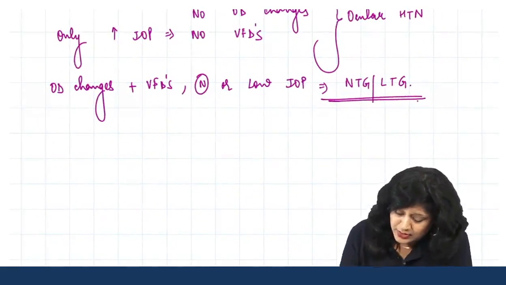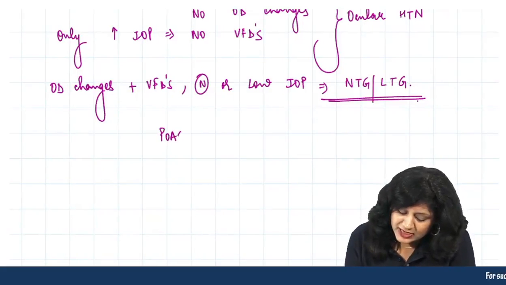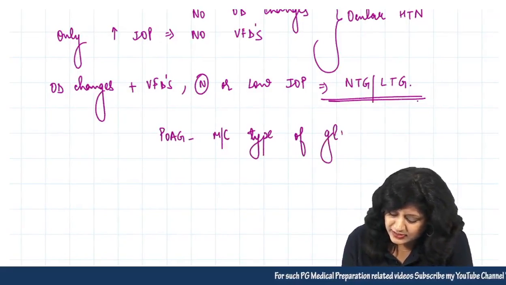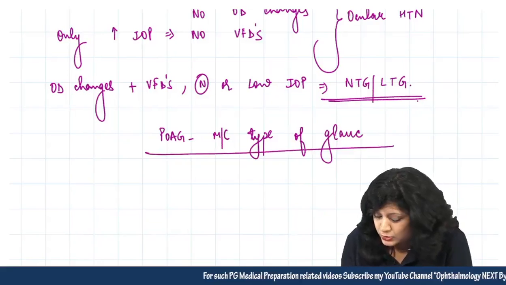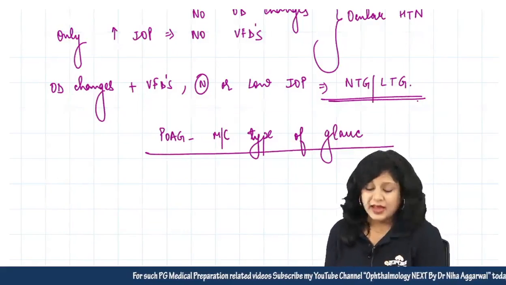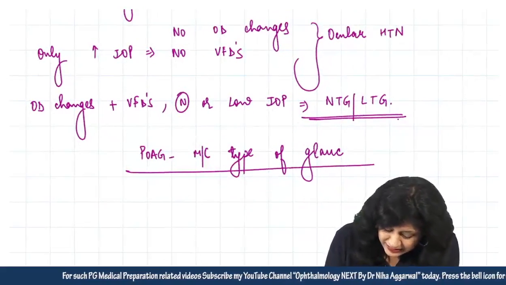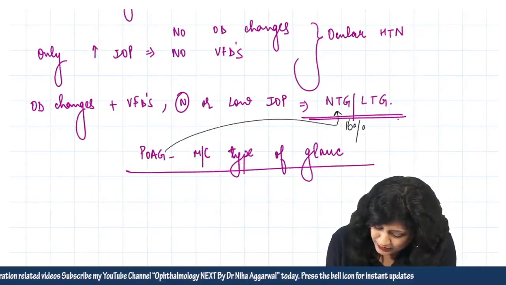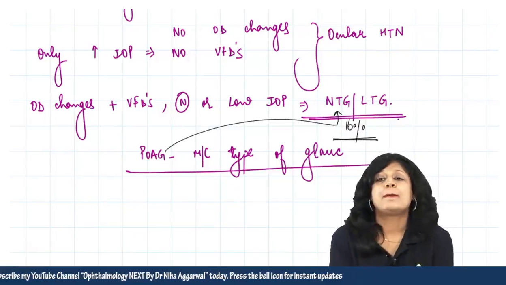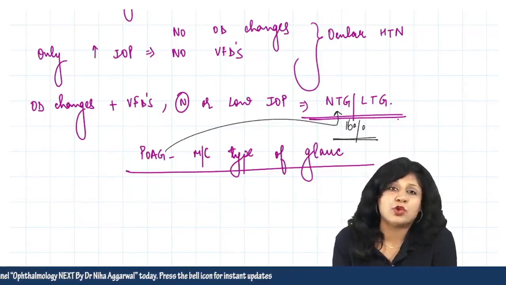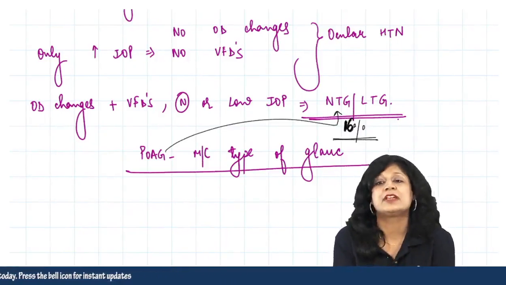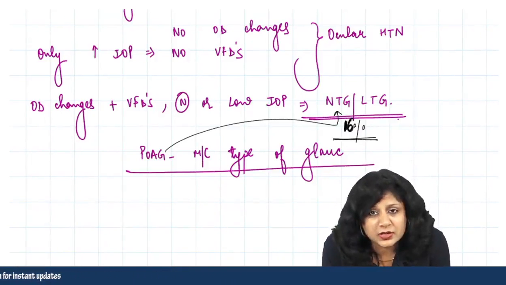And you know, POAG is actually the most common type of glaucoma. That is why I think they ask so much about this glaucoma. About 16% of the people are manifesting in the form of normal tension glaucoma.